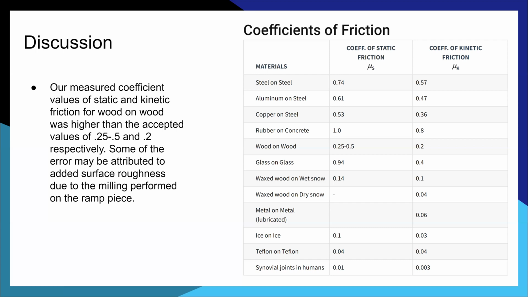Otherwise, repeating this experiment, if we could fix those two and possibly not use just our hand and maybe a crank system to raise the ramp for our design, we possibly could reach a coefficient of friction more accurate to the accepted values out there.